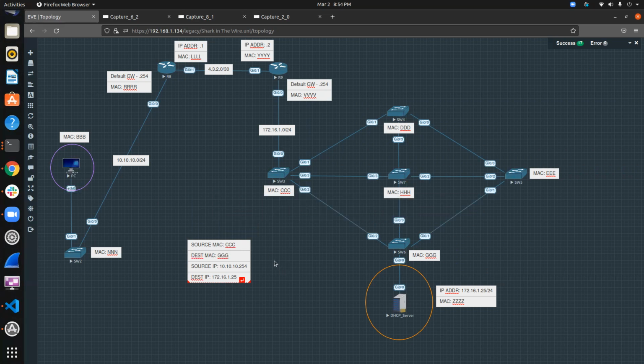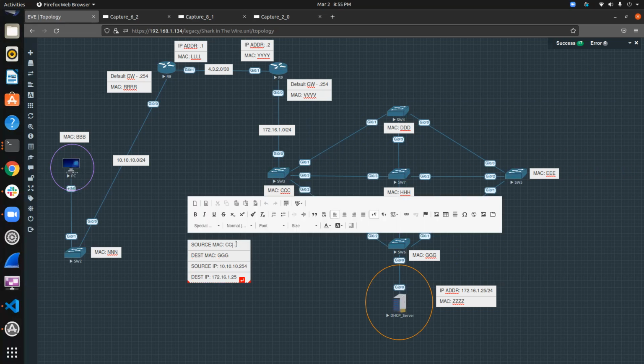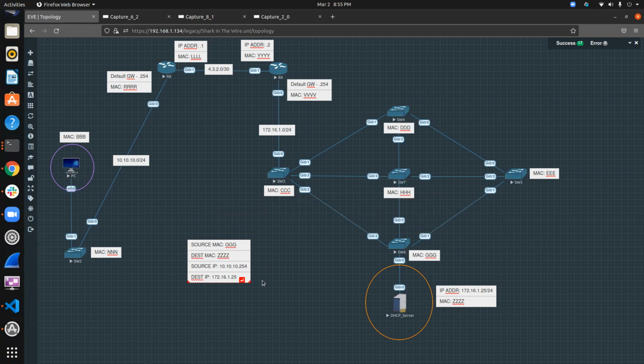Perfect. Okay, so now switch 6 has it, and it needs to send it down to the DHCP server. What's the source MAC address, and what's the destination MAC address? The source is GGG, and the destination MAC is ZZZZ. Is that your final answer? Final answer, Bob.